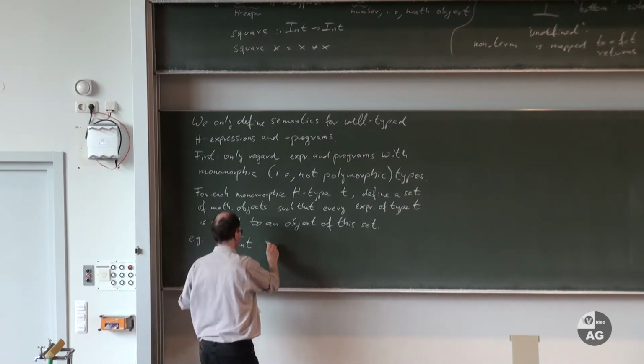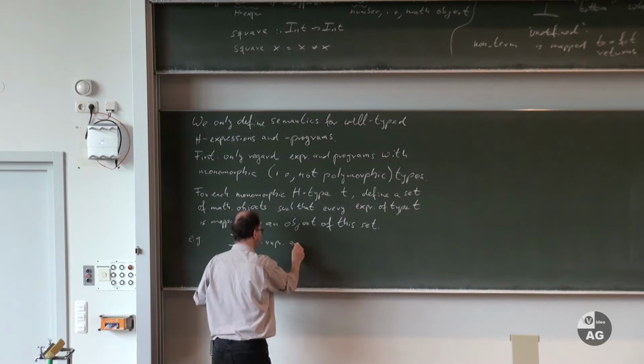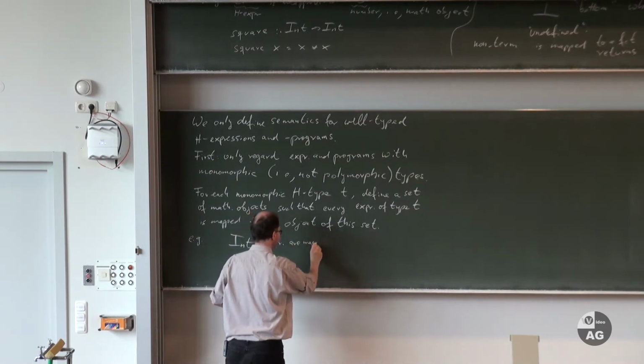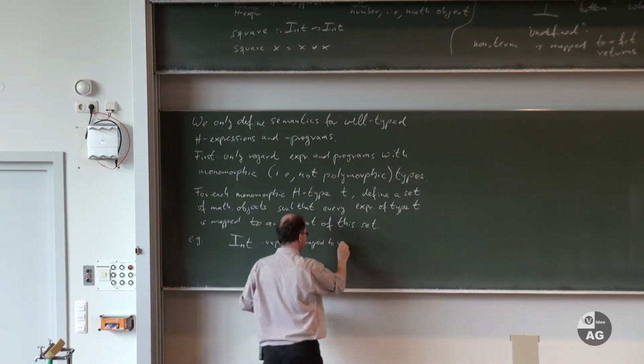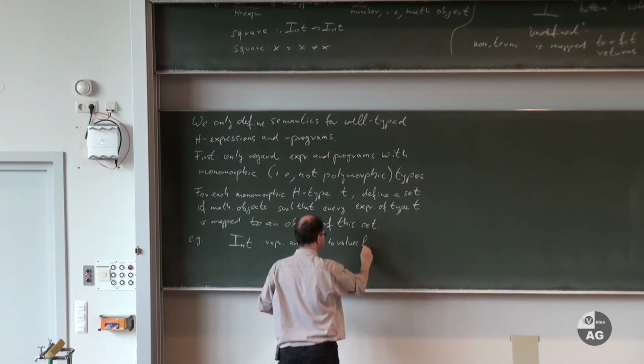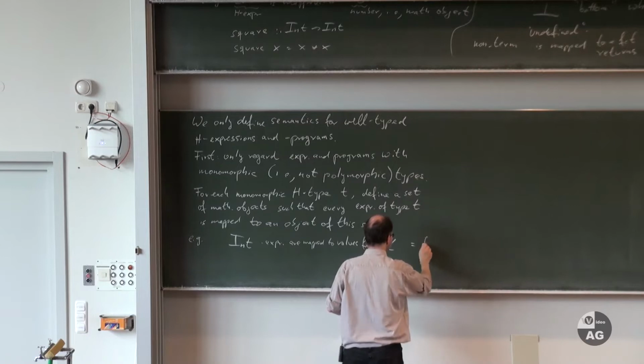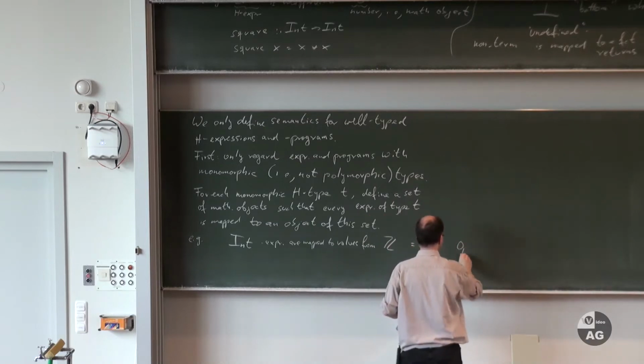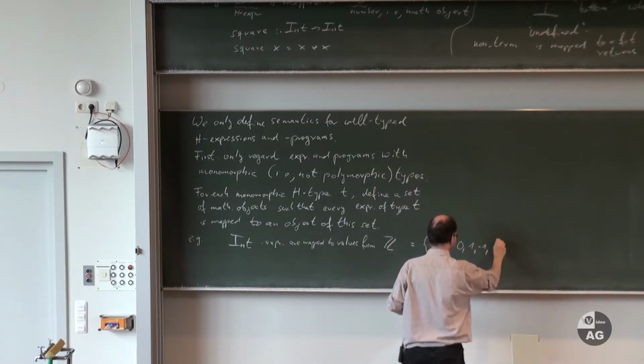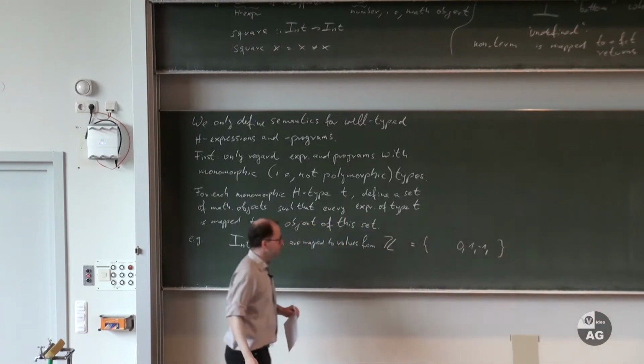So int expressions are mapped to values from the integer numbers. And, well, what are the integer numbers? 0, 1, minus 1, and so on. But is this sufficient?